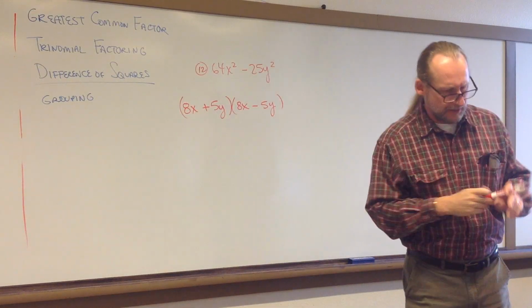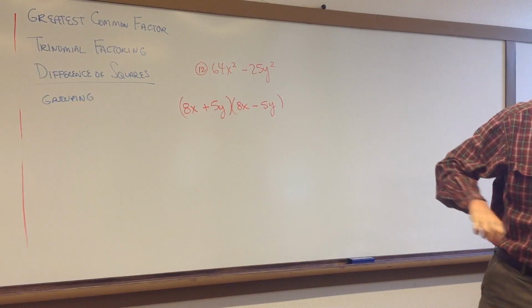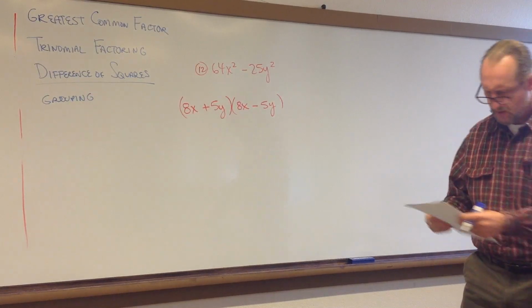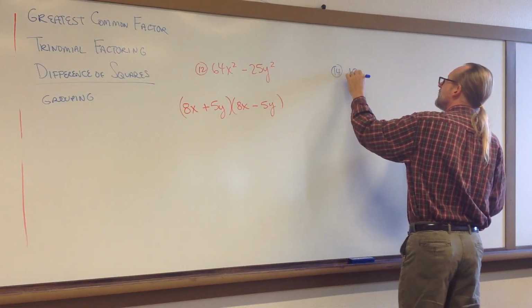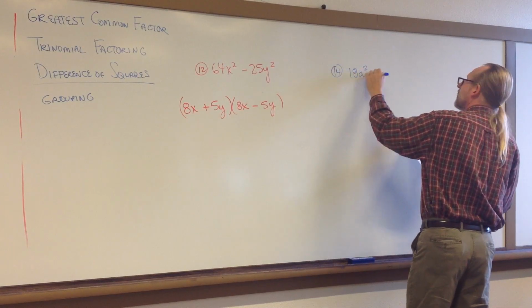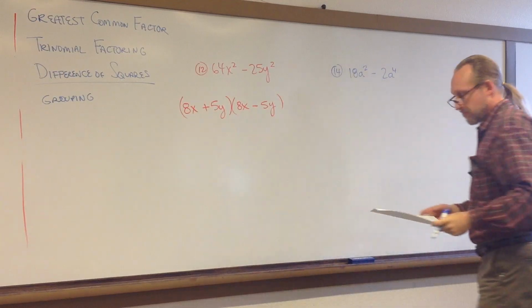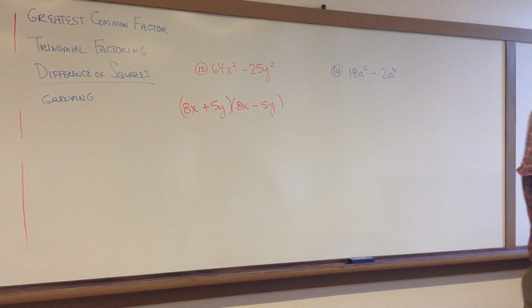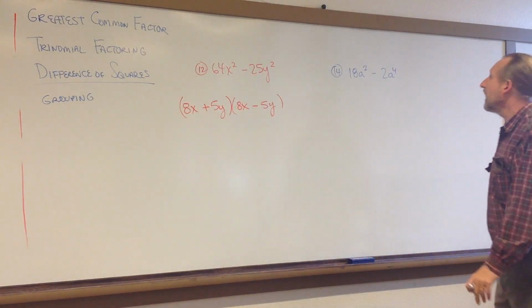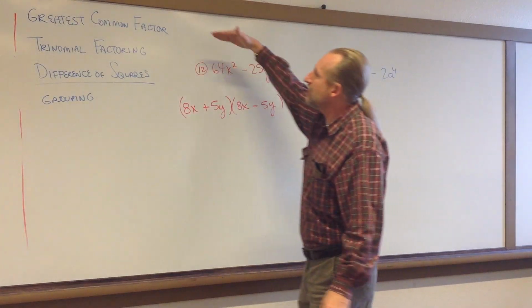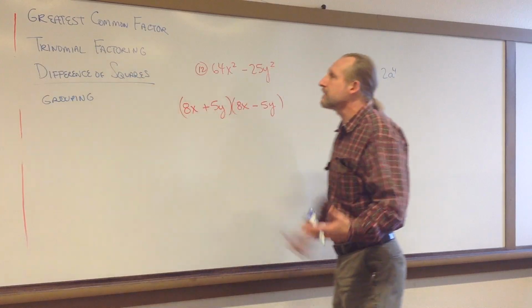All right, now we get into the problems that are technically not a difference of squares. Look at problem 14 here: this problem is not a difference of squares. It's 18a squared minus 2a to the fourth. But, and we'll see this in the problems on the rest of the assignment, we're going to be combining a couple of different kinds of factoring in the same problem.